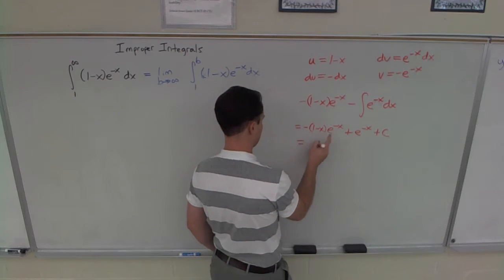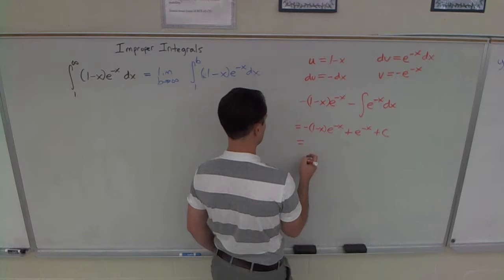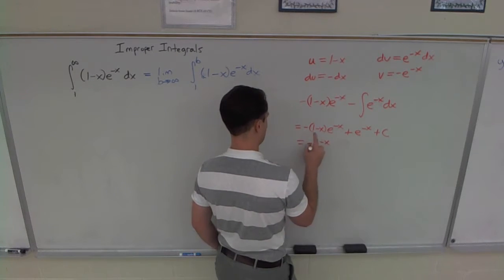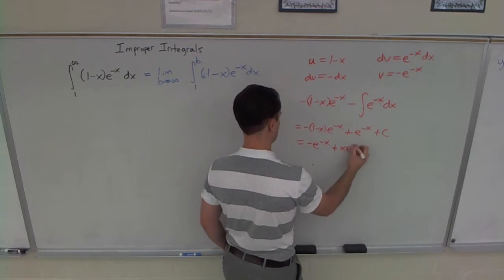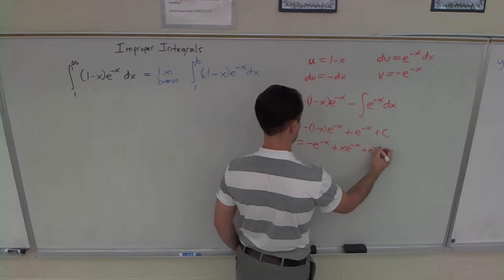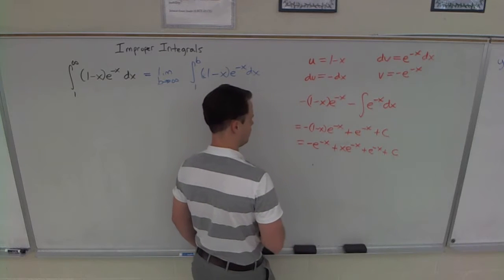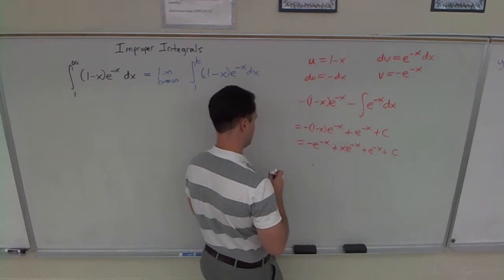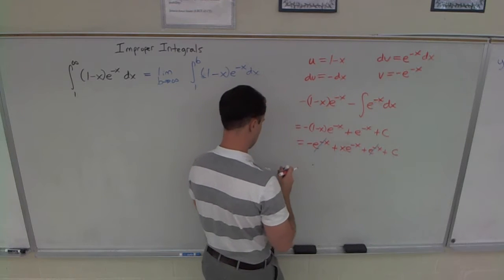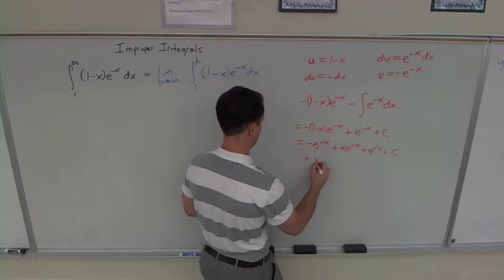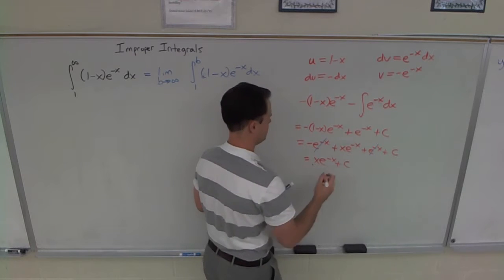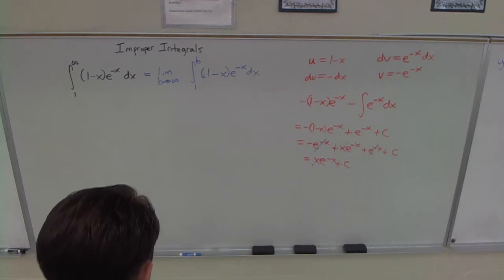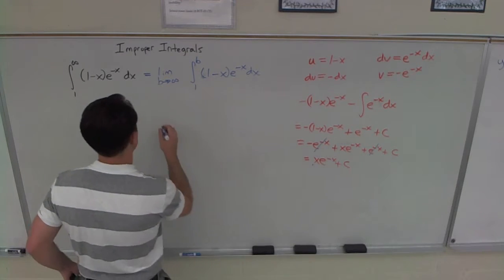Let's see if we can simplify. I'm going to distribute here and see if we can collect any terms. So I've got minus 1 e to the negative x, plus x e to the negative x, plus e to the negative x, plus c. That and that are like terms, are they not? So these guys cancel out to 0 since they're equal and opposite. So I'm going to get x e to the negative x plus c. So that is the thing that we need to be integrating with during this process.